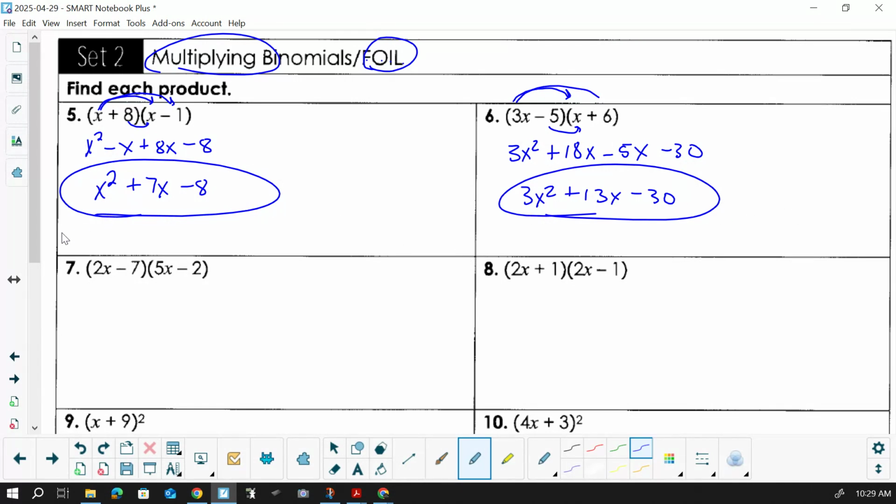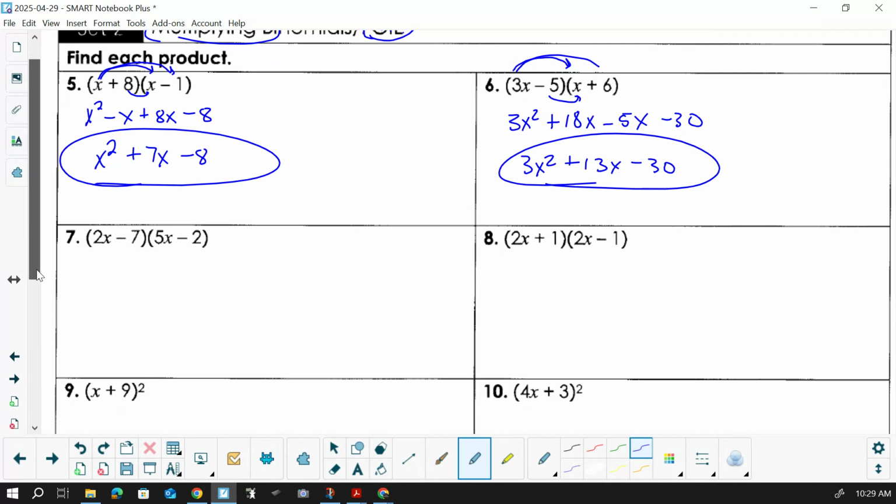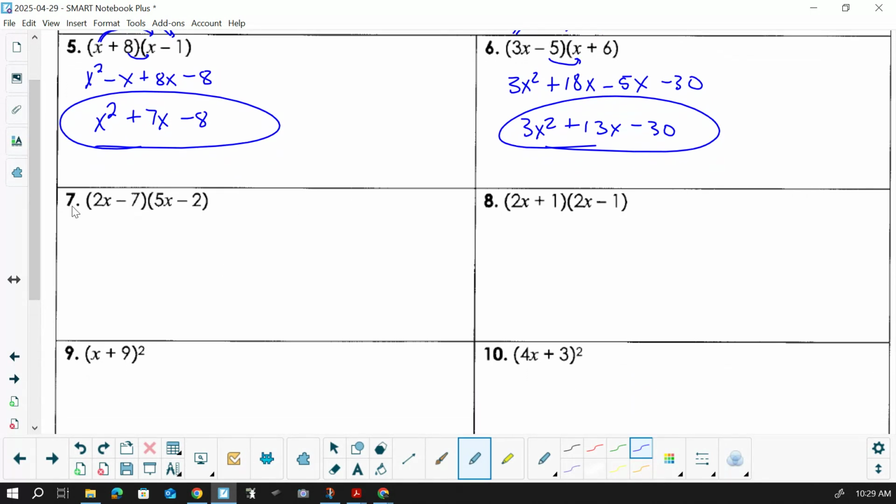Hope I'm doing my math right. I'm not double checking myself. I apologize if any of these end up being incorrect. You may catch it while I'm doing it.